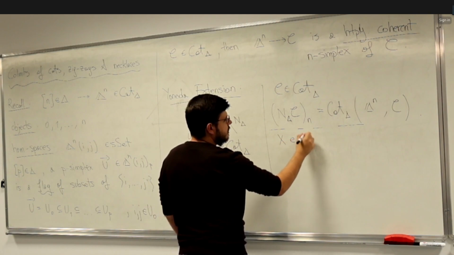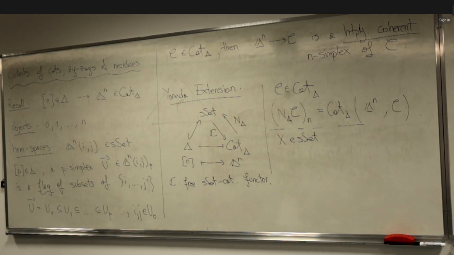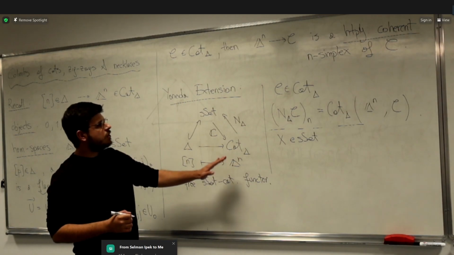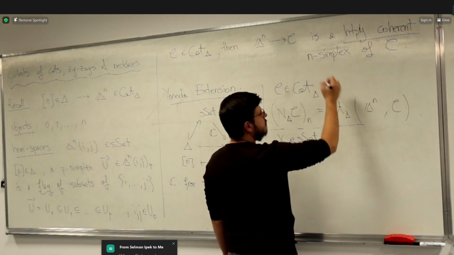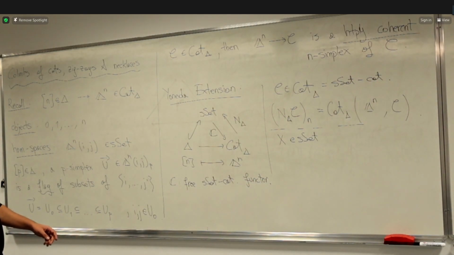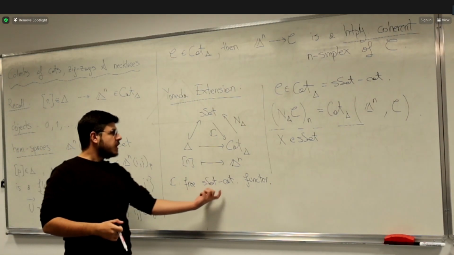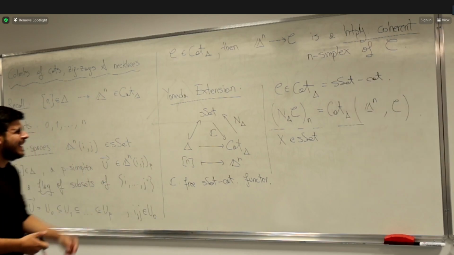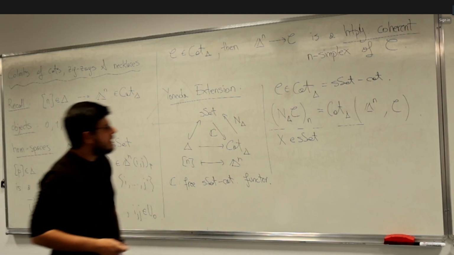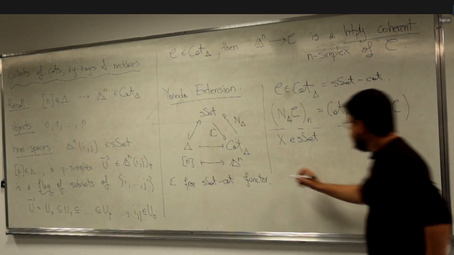Let X be a simplicial set. This cat with a triangle is just notation meaning simplicially enriched category. I mean it's a free object in cat triangle. The thing is that if we pick a simplicial set X, this C, technically we know how to define it.